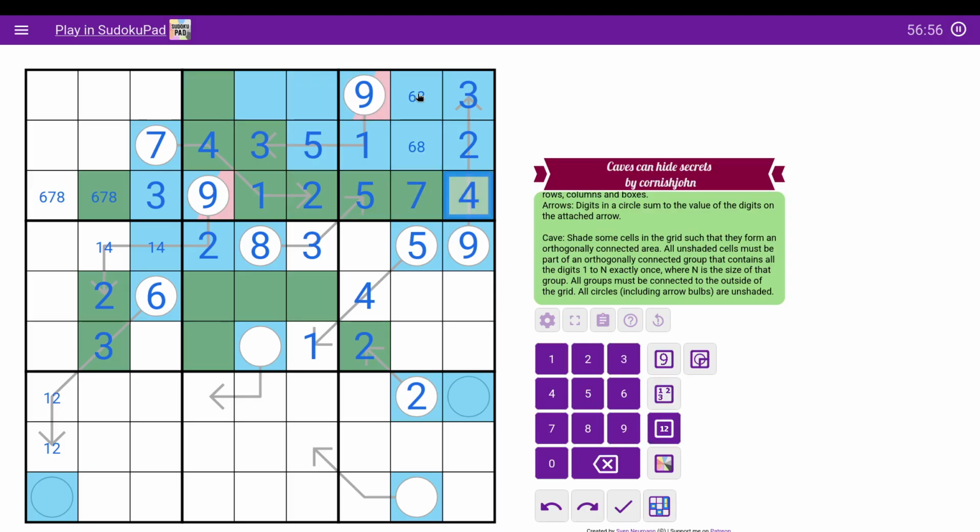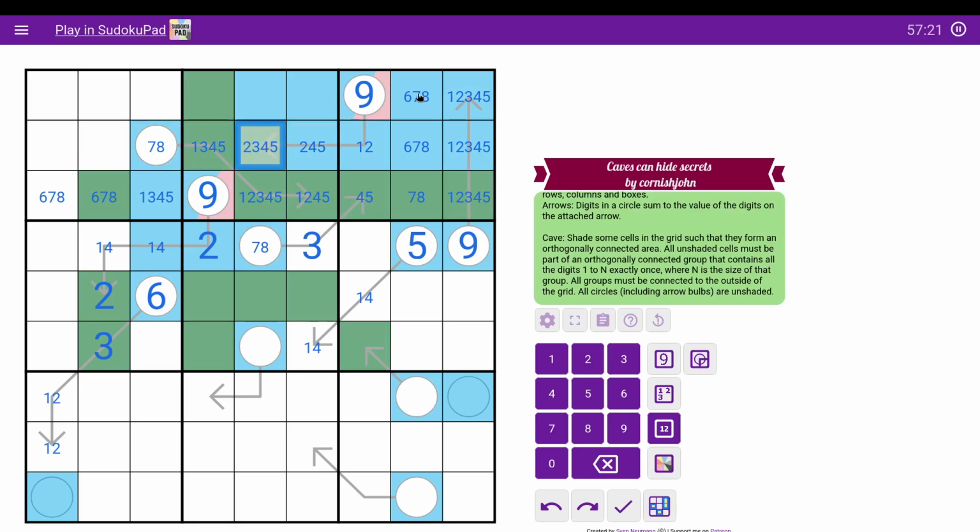Oh. This 4 cannot be here. Because it's here. Okay. Finally, an hour in, we may have our first digit. Let us go back and see if we can make that contradiction stick.